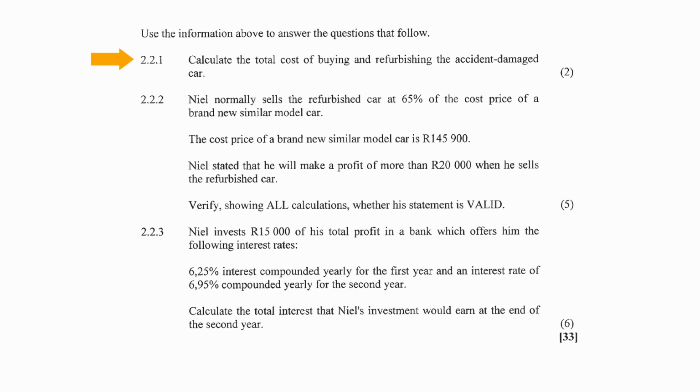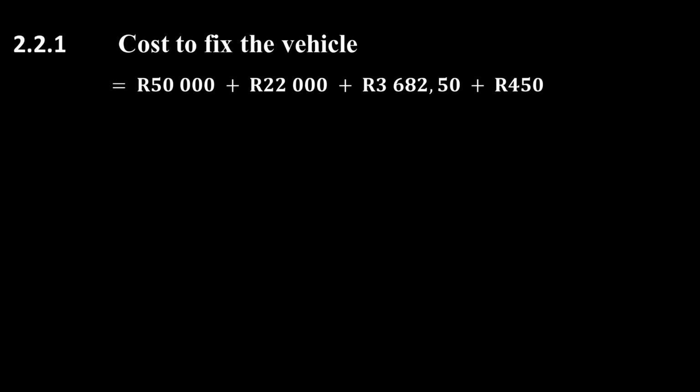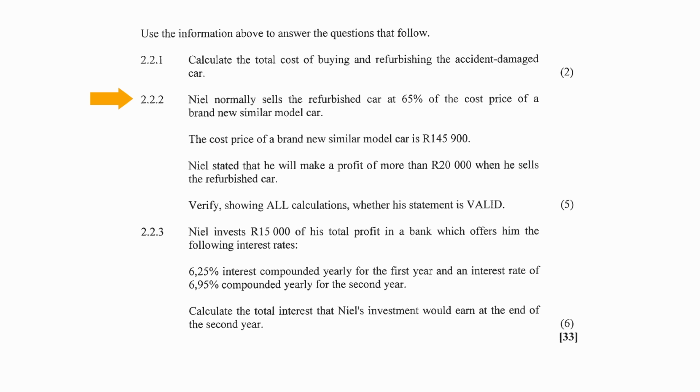In question 221, we have to calculate the total cost of buying and refurbishing the accident-damaged car. The total cost of buying and refurbishing this car will be the sum of the purchase price of 50,000 Rand and the total cost of refurbishing the car. This will equal a total cost of 76,132 Rand 50 cents.